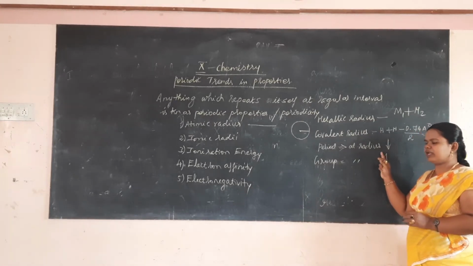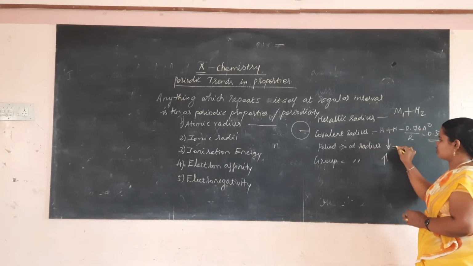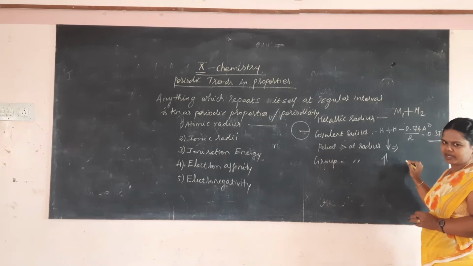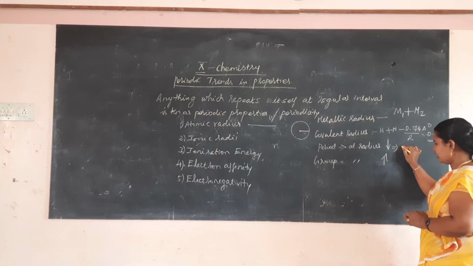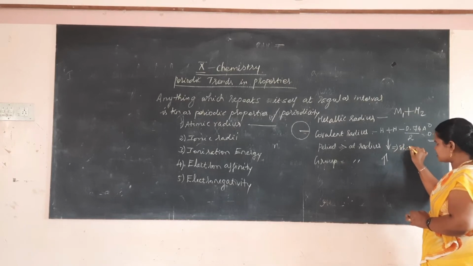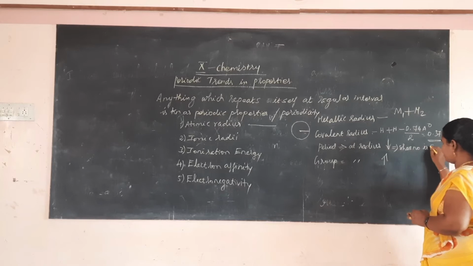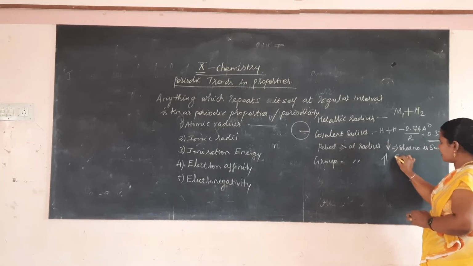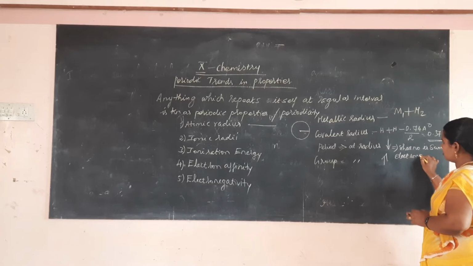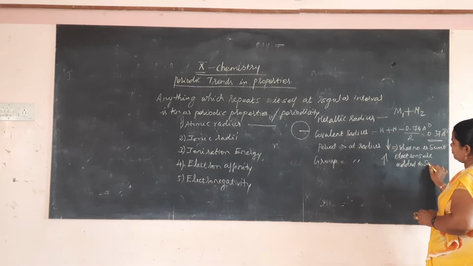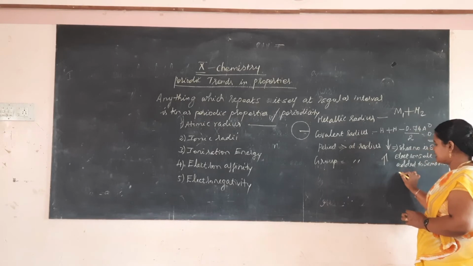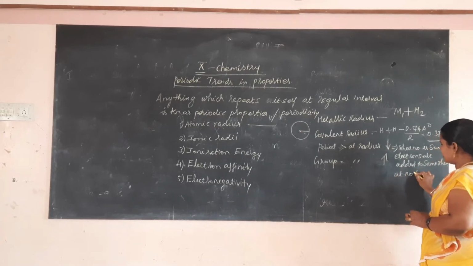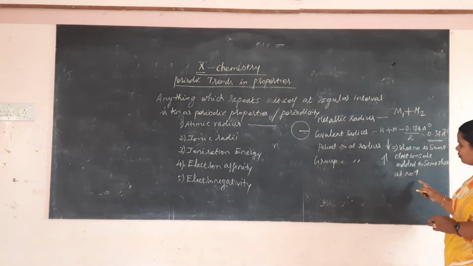For example, in a period, the electrons are added to the same shell. You have to keep this reason in mind, because we are going to use the same reasoning to explain all the periodic properties. Here the shell number is the same. That is, the electrons are added to the same shell. Here the atomic number increases in a period.